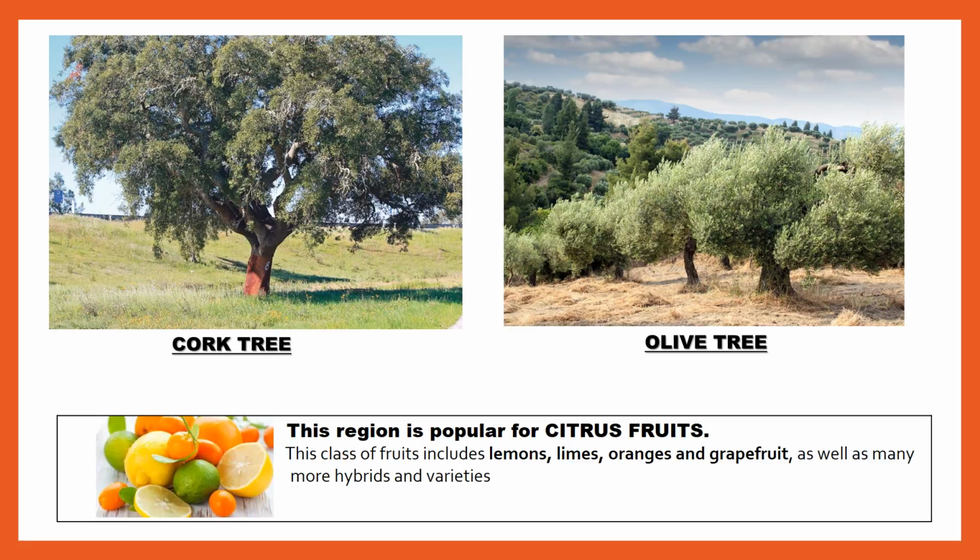So what are citrus fruits? This class of fruits includes lemons, limes, oranges and grapefruits as well as many more hybrids and varieties. So the western coast of California is popular for citrus fruits.